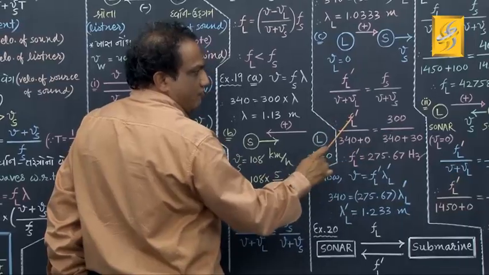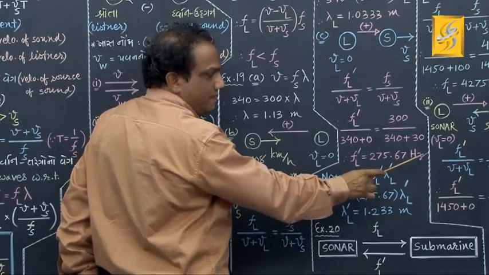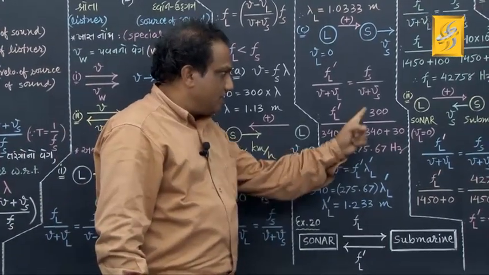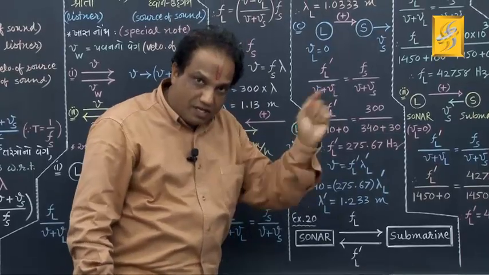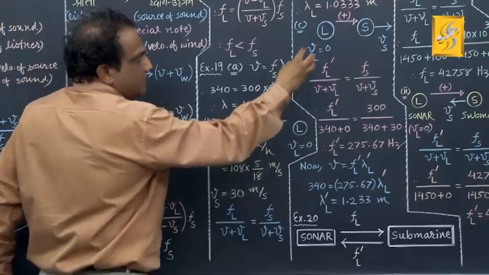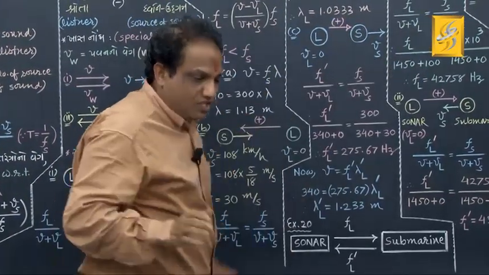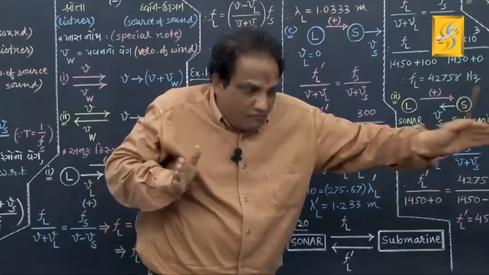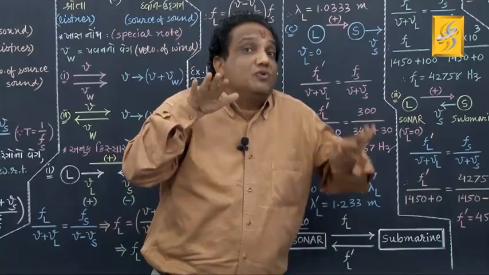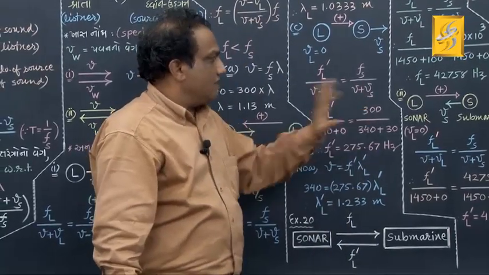Simplify, find out FL dash, it will come out to be 275.67 hertz. Don't you see? This value is smaller than 300. Tell me why the frequency has decreased? Very simple. The listener is here and the source is moving away from the listener. So as time passes, the distance will go on increasing. When the distance goes on increasing, naturally the frequency of sound heard by the listener would decrease. That's why this frequency is smaller than 300 hertz.